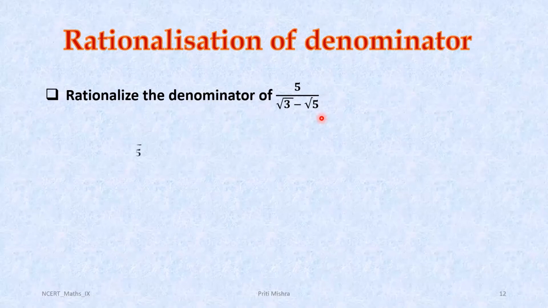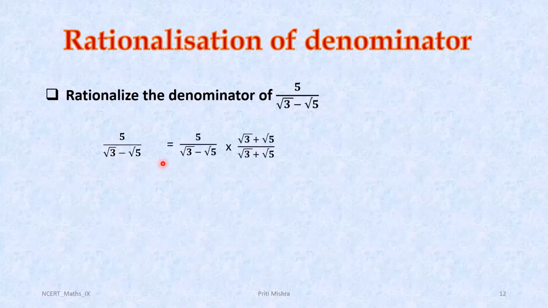So what we need to do? We will multiply in the numerator as well as in the denominator with the conjugate of this given irrational number. Conjugate means we will replace this sign with its opposite sign. This is minus here, so we will write root 3 plus root 5. And we are going to multiply in the numerator as well as in the denominator by root 3 plus root 5.